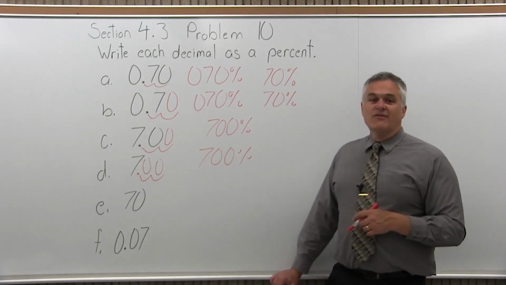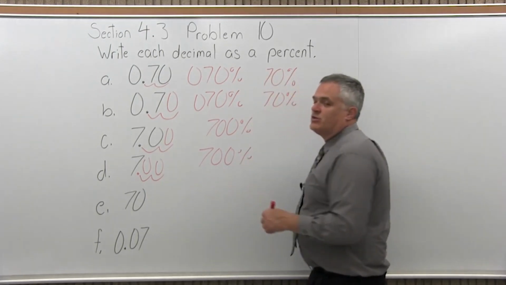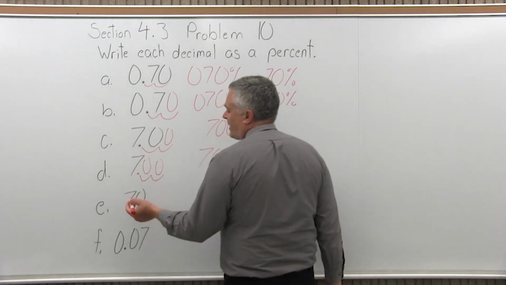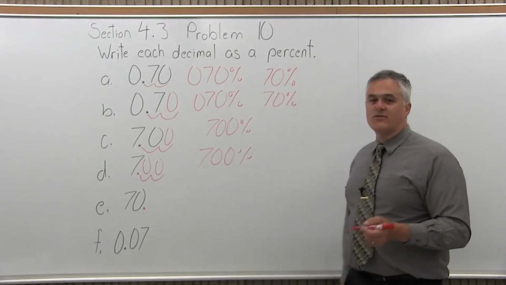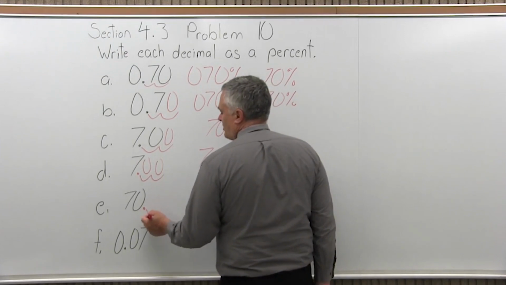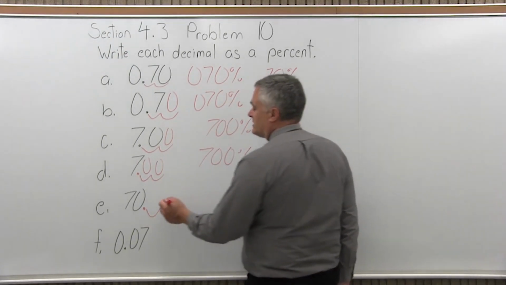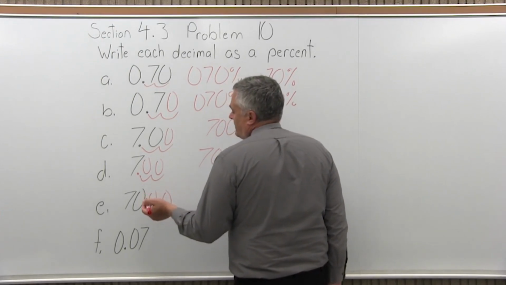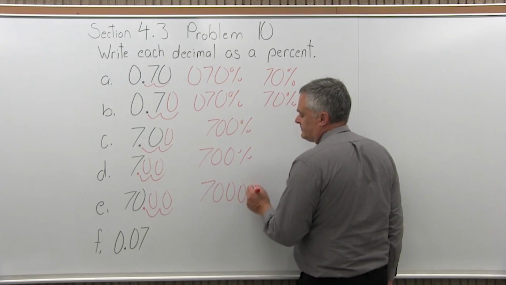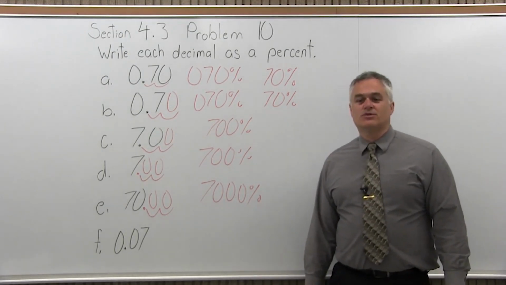Then moving on, 70. So same process. Take the decimal where it's written, move it 2 positions to the right. Now it's not written anywhere, but you can assume it comes to the far right of the number. 70 is the same as 70 with a decimal on the end or to the right of the 0. Move it 2 positions to the right. You create 2 blank spaces, which you can fill in with zeros. And then you have 7,000 with a percent after it. So 70 as a decimal is equivalent to 7,000%.